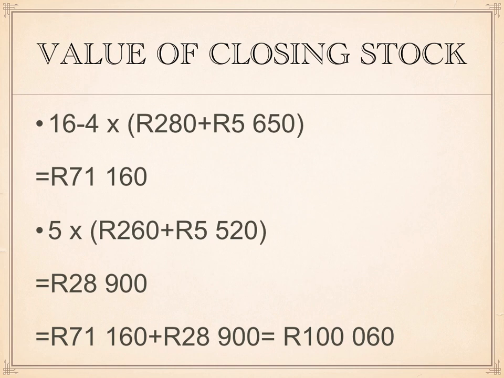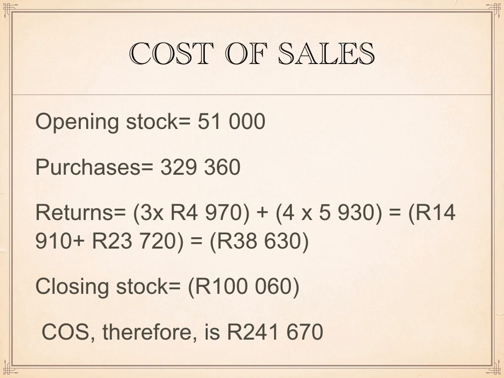So that 5 we will take from the November purchases. So we will say 5 times, open bracket, 260, which is for transport, plus 5,520, which is the unit price, close bracket. It gives us 28,900. When you add the two together, they give us 100,060. Then that will be the value of closing stock according to FIFO method.